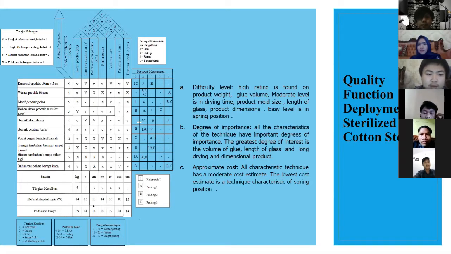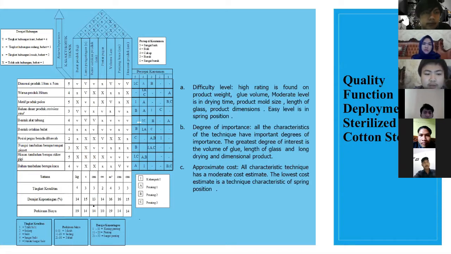From the slide, we can see that from our house of quality, we have 7 technical characteristics. Starting from glue film, product weight, drying time, mold size, length of glass, product dimensions, and the spring position. And from the house of quality, I can make 3 conclusions.